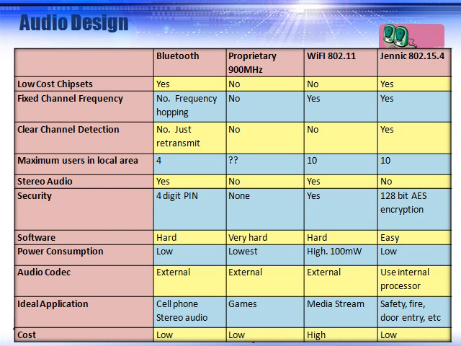Bluetooth also is not a secure audio transmission. The Jennic system can be based on 128-bit encryption, so you have a very secure audio channel that can be used. Software programming is easy to use. Another benefit is that the power consumption is very, very low on a 15.4 radio versus any of the other techniques. Ideal applications, again, it's not going to be a fit for stereo audio or cell phone applications unless they already have the 15.4 chip in it.